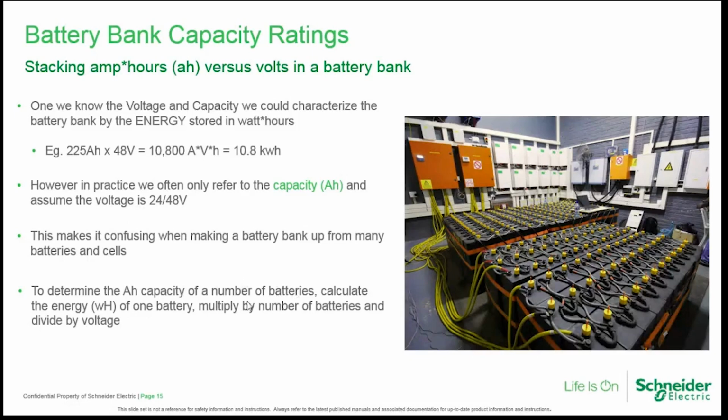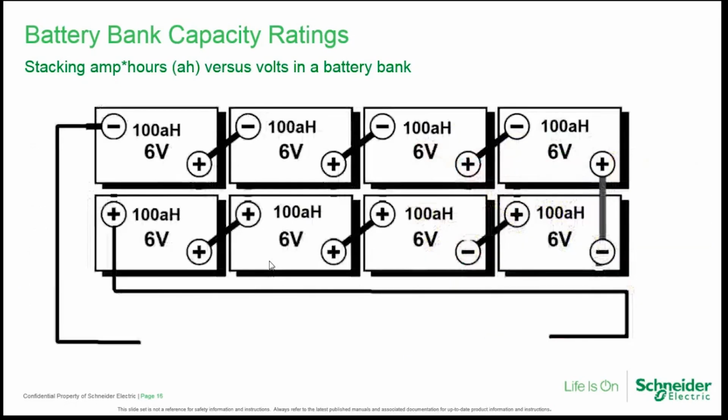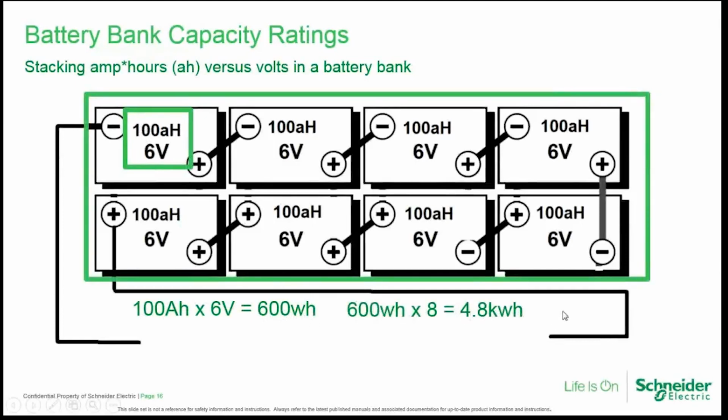To determine the amp hour capacity of a battery bank, the best way to do it is you basically look at the energy of one of the batteries, multiply by the number of batteries, and that gives you the total energy. And then you divide that by the voltage of the bank. Run through a quick example here. We have 8 6-volt batteries, each of them 100 amp hours, arranged in series. So one of these batteries is 600 watt hours. I have 8 of them, so that's a 4.8 kilowatt hour battery. Divide that by 48 volts. So this is what we would call a 100 amp hour battery at 48 nominal voltage.